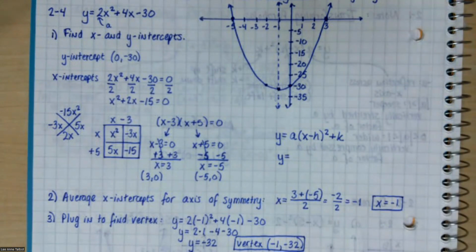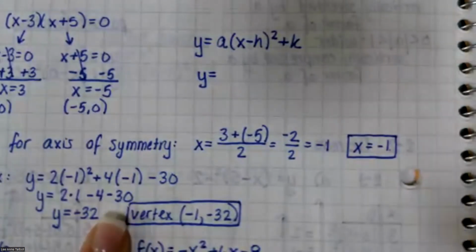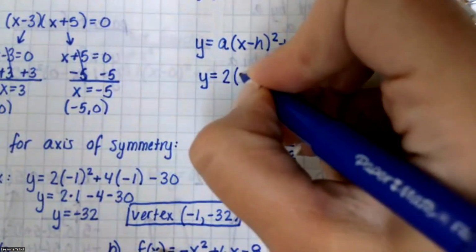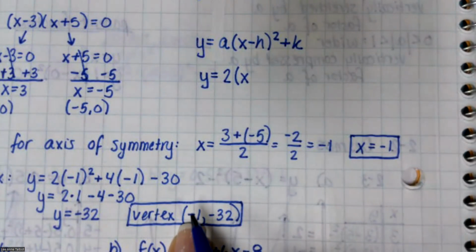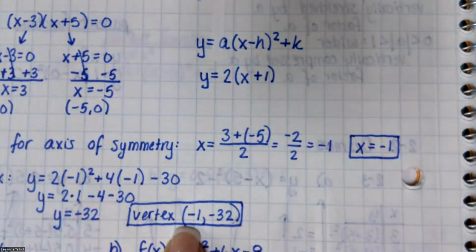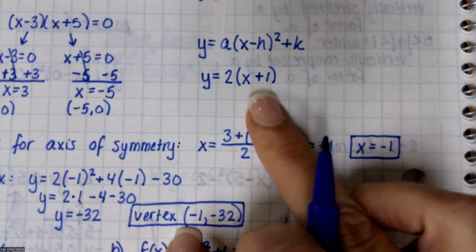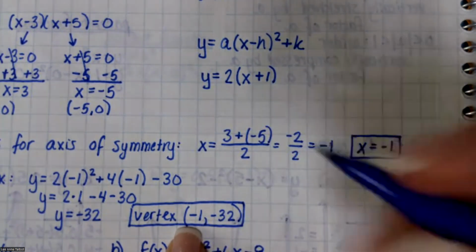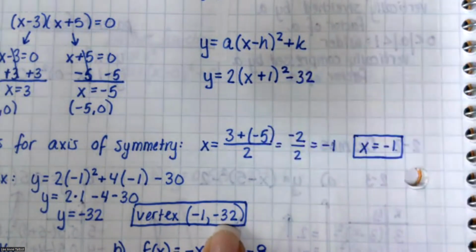However, we did all this beautiful stuff with the h and k. We have 2x. Okay, now do you see how h is -1 for the vertex? So that means that we're going to have +1 in the parentheses. Do you need me to show the minus and negative, or do you get it? Okay, squared, and then k is -32.